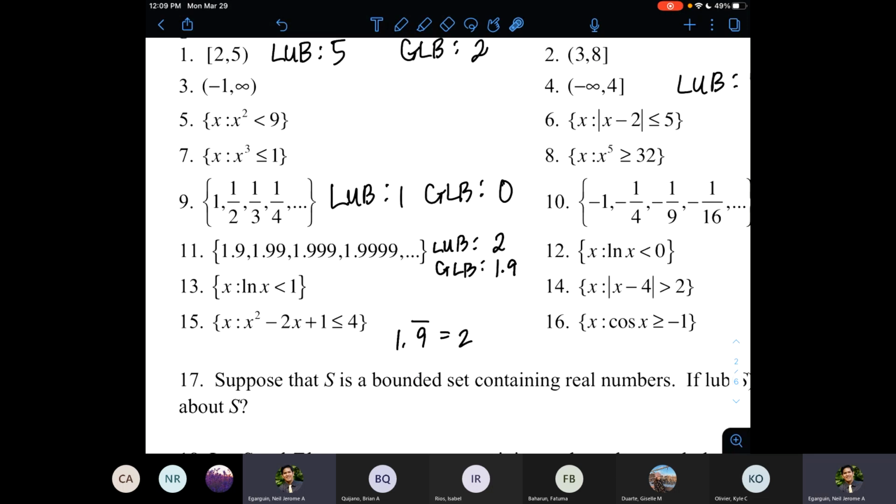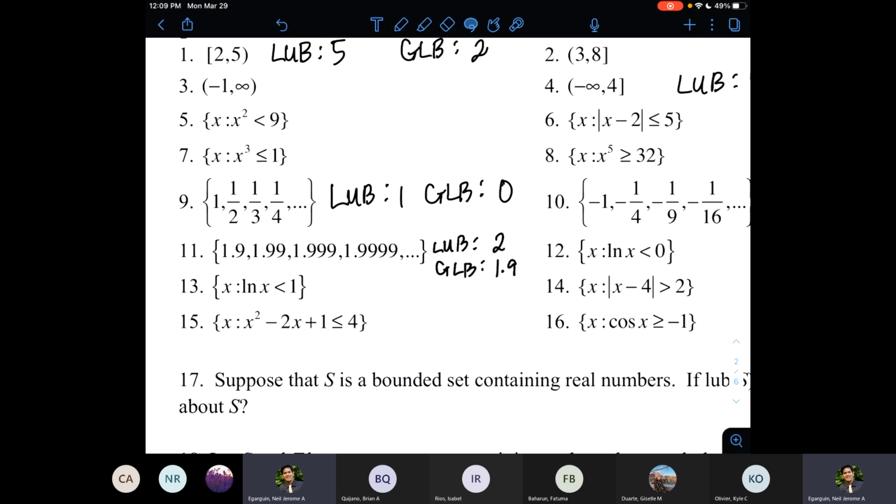When I was in high school, or even in my freshman year in college, I could not accept this fact that 2 is equal to 1 point followed by infinitely many nines. Because I'm thinking there is just an infinite number of nines. How could that be equal to 2? But it turns out that it is indeed equal to 2. And now I agree that 1.9 bar is equal to 2. All right.